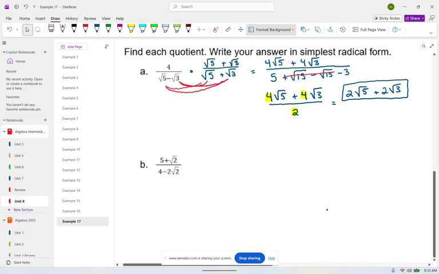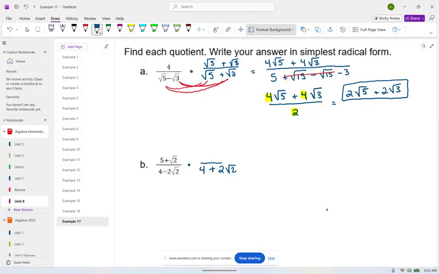We're going to do the same thing on part B. We're going to multiply by the conjugate. Okay, so we have 4 minus 2 square root of 2 is going to become plus 2 square root of 2. We're going to do that on the top as well. 4 plus 2 square root of 2. And in this case, in this example, we have a binomial on the top as well as on the bottom. So we're going to have to do both of those.